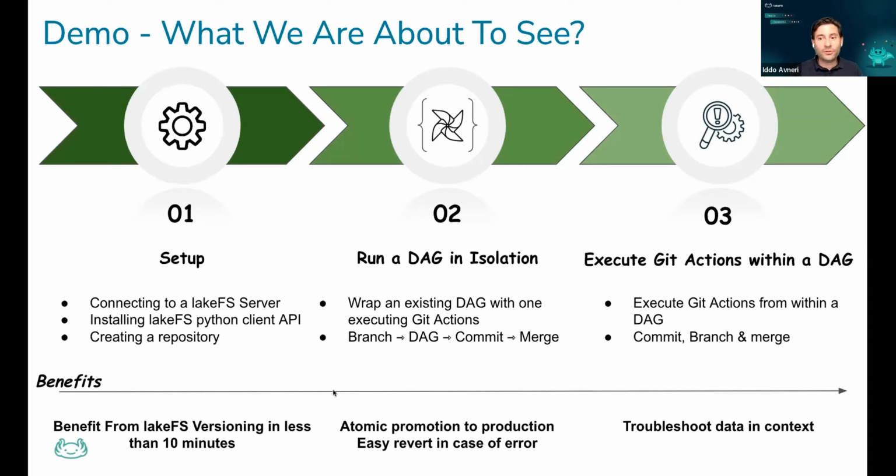The second thing that we're going to show is how to execute Git actions within a DAG. So inside the DAG, we'll branch, we'll commit, we'll merge, and that's pretty incredible, because what that means is that in the case of an error, when that's step 50 out of 500 errors, we can go into the logs and see the exact state of the data as it was there. So these are the quick and easy ways to start getting value and then increasing the value as you use lakeFS more and more. Amit, do you have anything to add here?